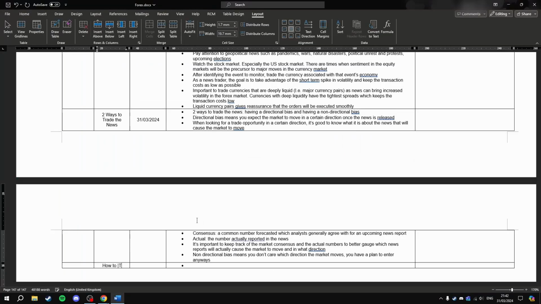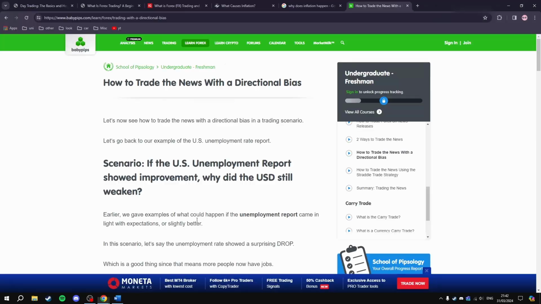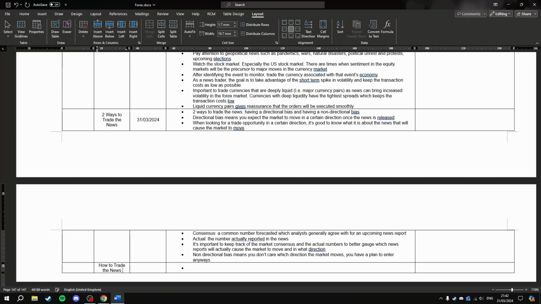How to trade the news with a directional bias.